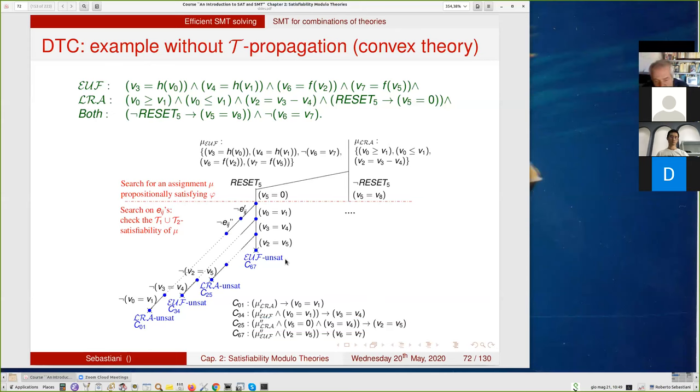Now, this forces V2 equals V5. With V2 equal V5 here, we learn that V6 equal V7. But V6 equal V7 is incompatible with this. So the combination of these three atoms here with V2 equals V5 causes an inconsistency. So this subset, these three guys here, plus V2 equals V5, implies that V6 equals V7. So you learn this clause. Again, I write this as an implication because the meaning is an implication, but the solver learns it as a clause.